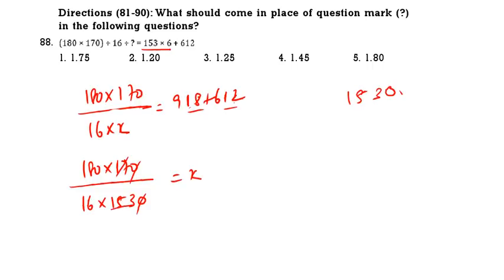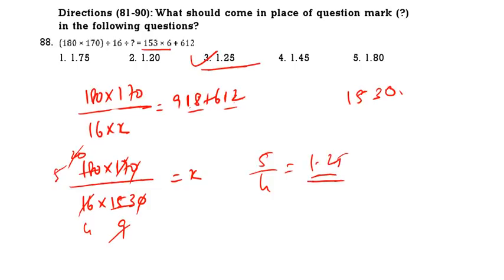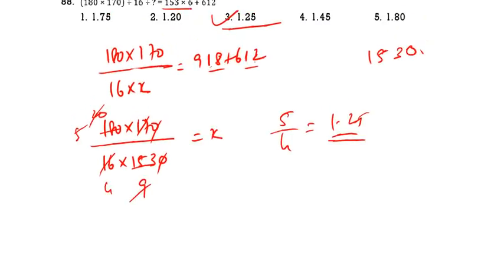0 0 cancel. 17 ones, 17 nines, 9 ones, 9 twenties, 4 fours, 4 fives. We are left out with 5 by 4. 5 by 4 is equal to 1.25. 1.25 is the correct answer. Next question.